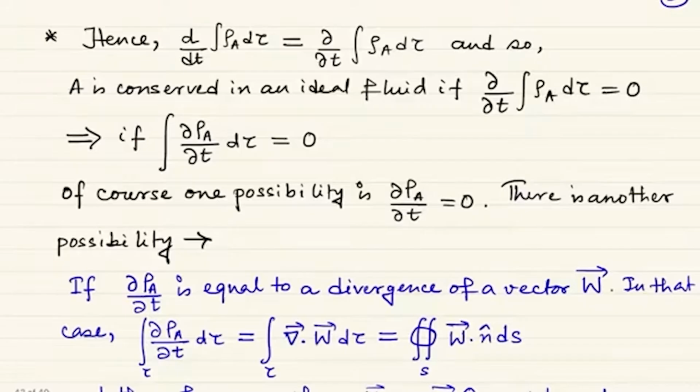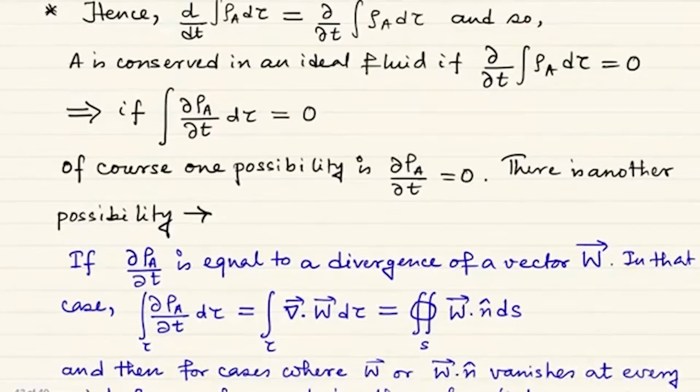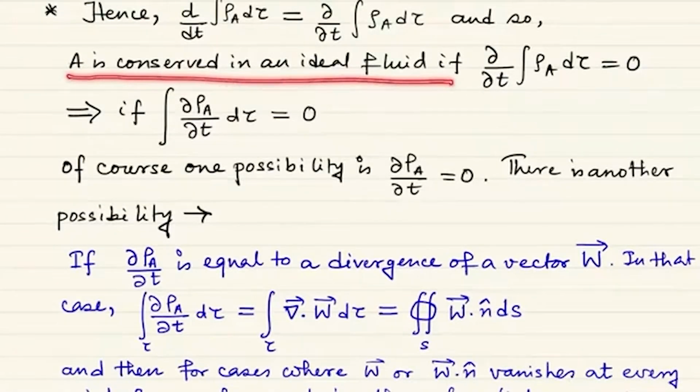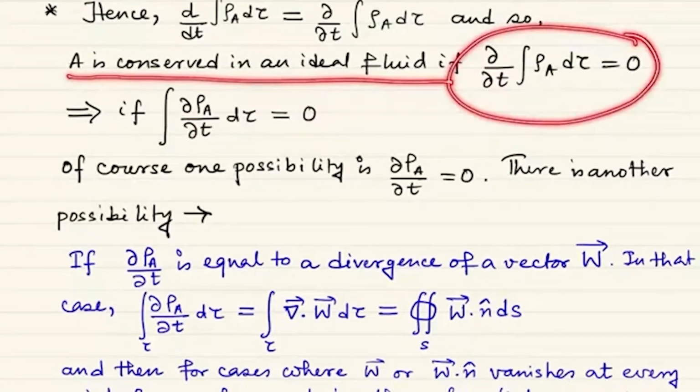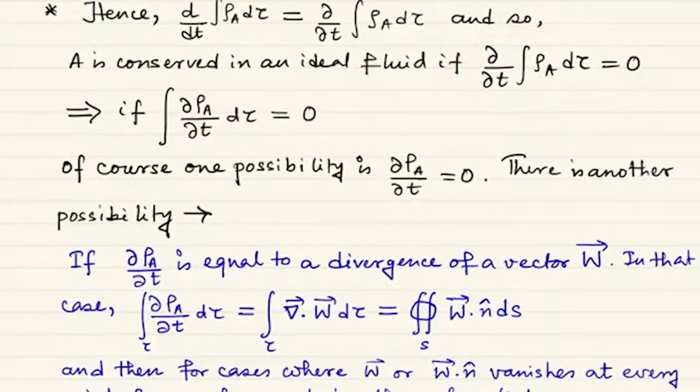So d/dt and ∂/∂t for this is equivalent. Then we can say A is conserved in an ideal fluid if ∂/∂t of the integration of ρ_A dτ is equal to 0.